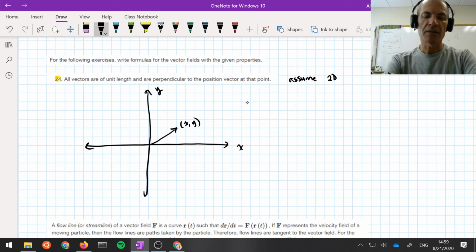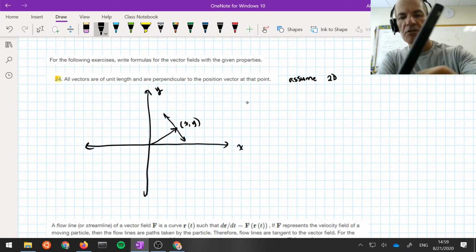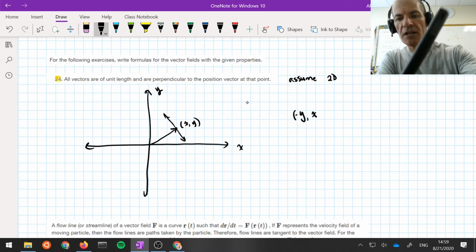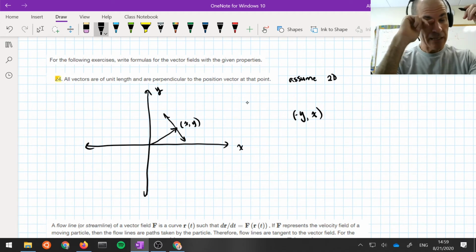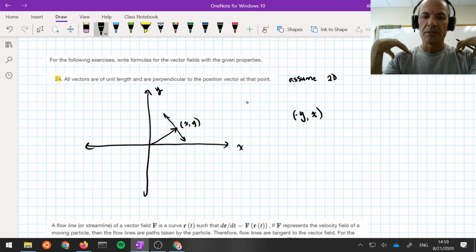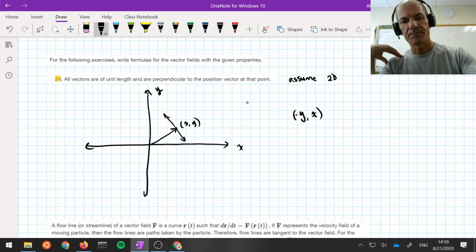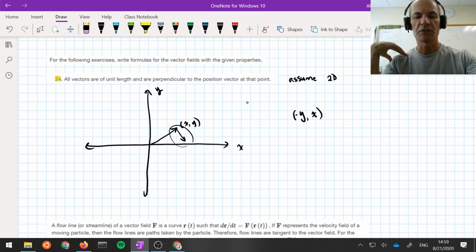What's a vector that's perpendicular to the position vector? Well, we have 2 choices. We have this one or this one. Let's switch the coordinates and change the sign on one of them. And if we do that, we're looking at this one right here. So that's the choice we're going to make in this particular context. We have 2 choices. We chose that one.